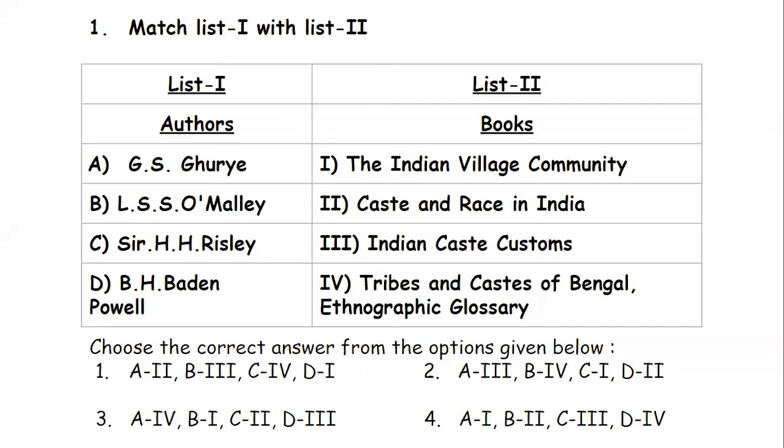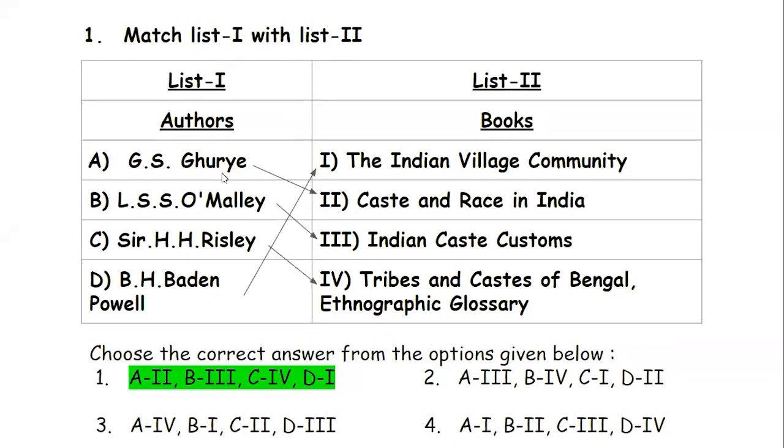Anyway, let's look into the answer. G.S. Ghure wrote Caste and Race in India. L.S.S. O'Malley wrote Indian Caste Customs, and B.H. Baden-Powell, The Indian Village Community, and Sir H.H. Risley, Tribes and Castes of Bengal, Ethnographic Glossary. So the correct answer is A2, B3, C4, and D1.